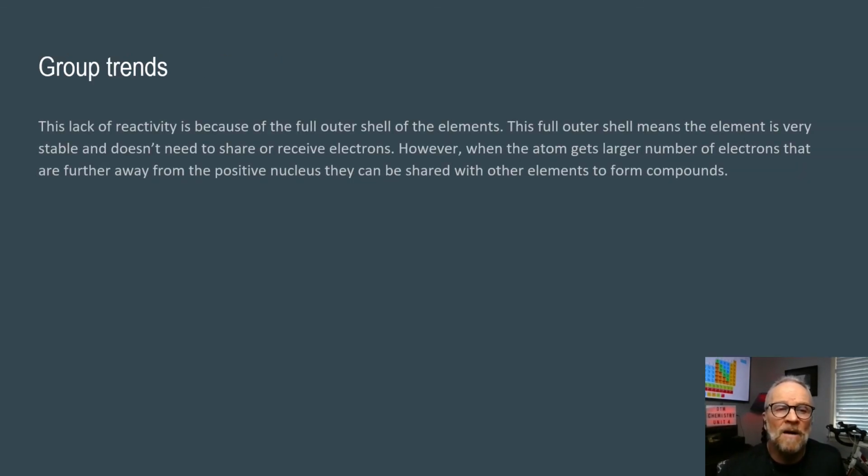The lack of reactivity is because of the outer shell. When you have a full outer shell, as in the noble gases, this tends to make the elements not want to gain or release electrons. It's a very stable electron configuration. And the only ones that are reactive, like I said before, are the ones further down on the lower end of the table. An example of this is xenon hexafluoride.